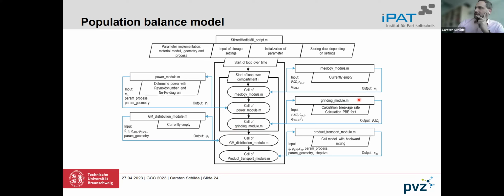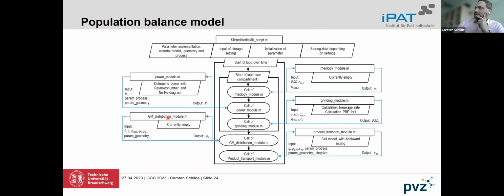And we have certain other models. So here, this part on the right side is our grinding model, but we also need a power model. We need a product transport model through our mill. We have also a rheology model, which is currently empty here, as you see. We have a grinding media distribution model, which is also empty in this state of our population balance modeling.